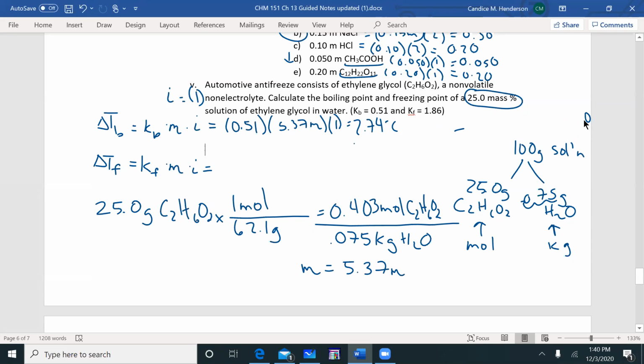Now we can't really stop there because it's not asking us for the change in temperature. It's saying, what is the actual new boiling point? So we need to take that value and add it to the 100 degrees Celsius. So our new boiling point is going to be 102.74 degrees C.